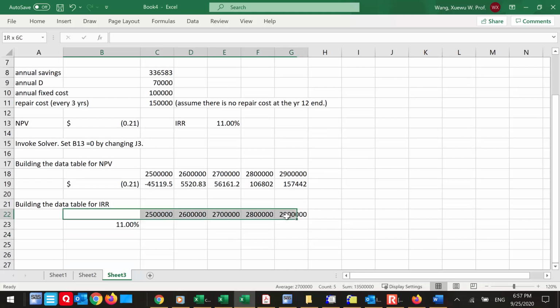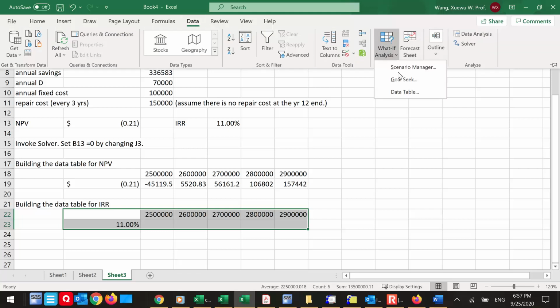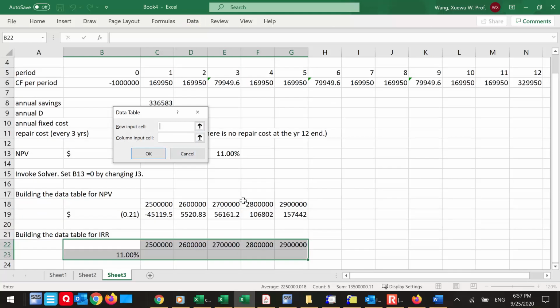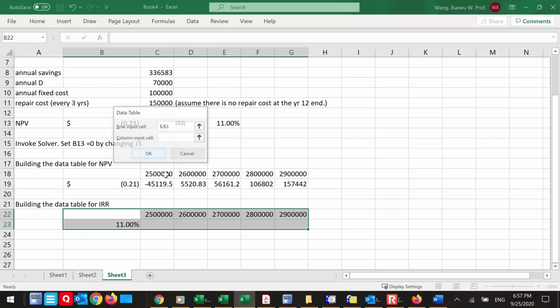I'm going to look at all this here, and I want to populate the IRR for all these different numbers of cans you're producing. So I'm going to do Data Table, What-If. My row input cell is the number of cans. My column input cell is blank.